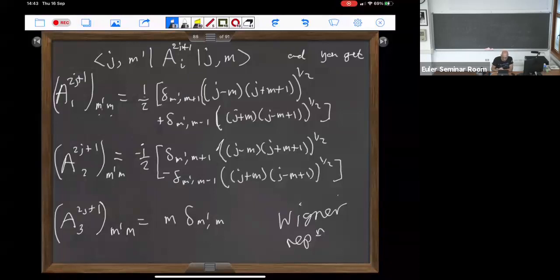So if I consider values of m prime and m which are equal, that means I'll get the diagonal entries of any of the matrices. But you can see that because of this shift by 1 here and a shift by -1 here, those entries will always be 0. So the A1 and A2 are always off diagonal.